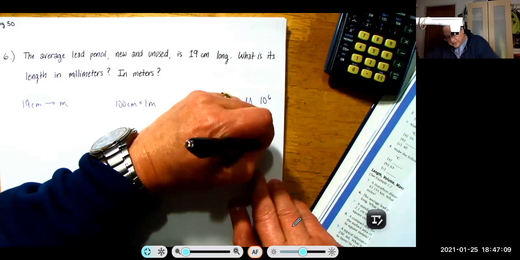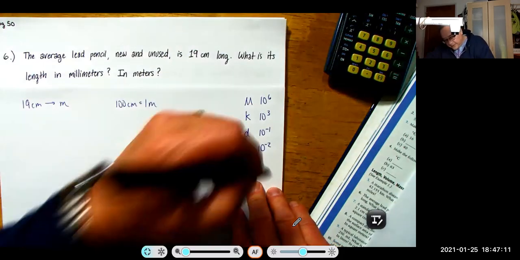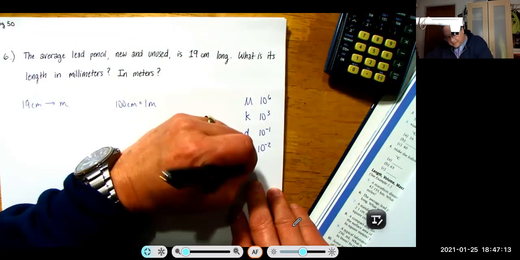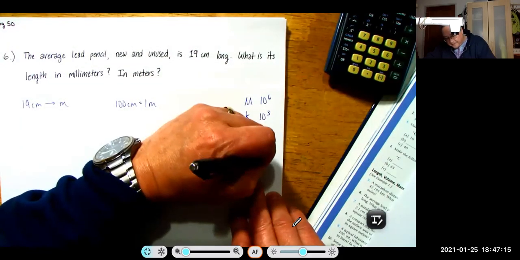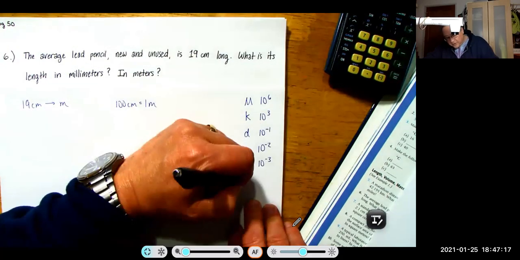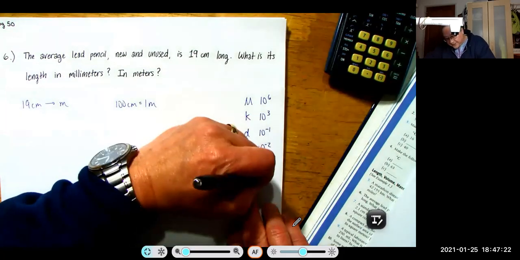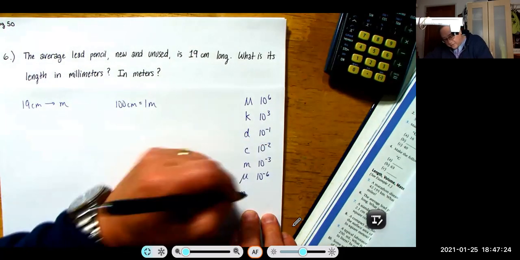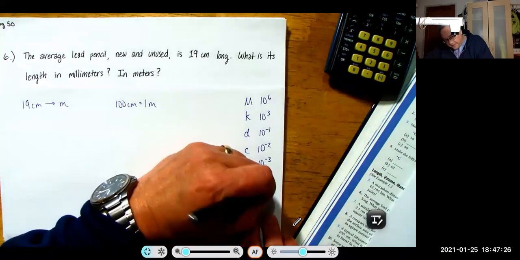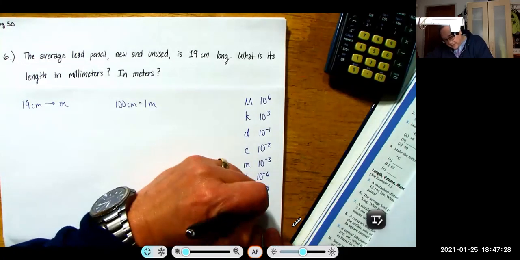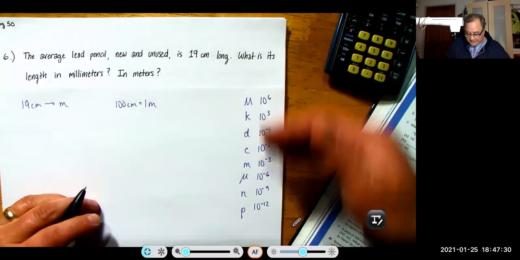Centi is 10 to the minus 2. Lowercase m is 10 to the minus 3. Mu, and we call this micro, is 10 to the minus 6. N is nano, 10 to the minus 9. And P is pico, 10 to the minus 12. You should know at least these.